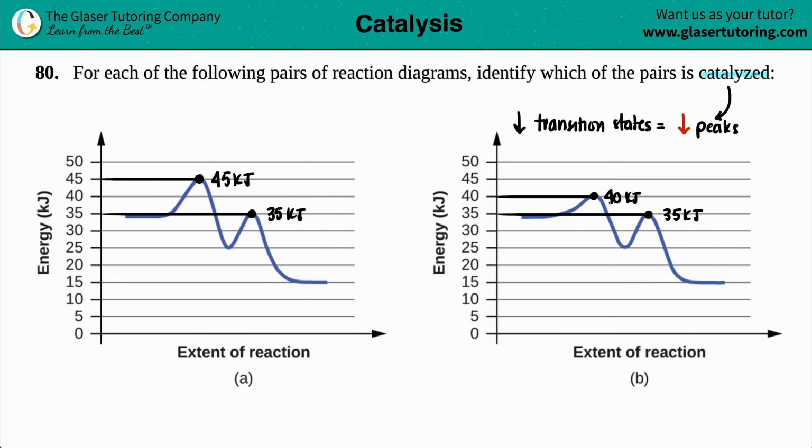A catalyzed reaction will have lower peaks, right? So which one is catalyzed? What do you think? You are absolutely correct. It is letter B. B is the catalyzed one because you have a transition state of 40 kilojoules as opposed to 45. Because of that, you now know that B has lower activation energy, and it's also the faster reaction. And that's it. I hope this helped.